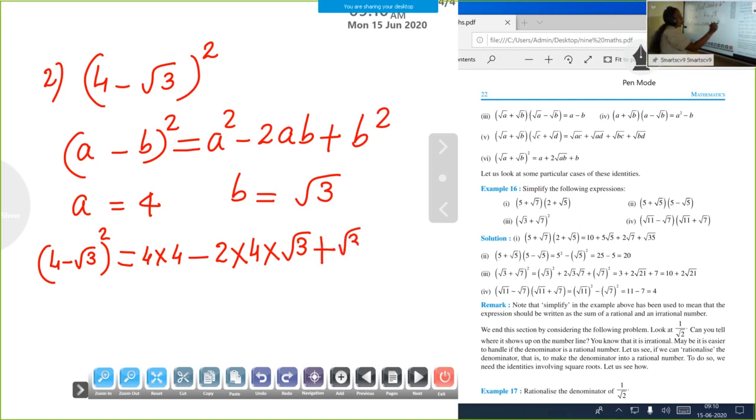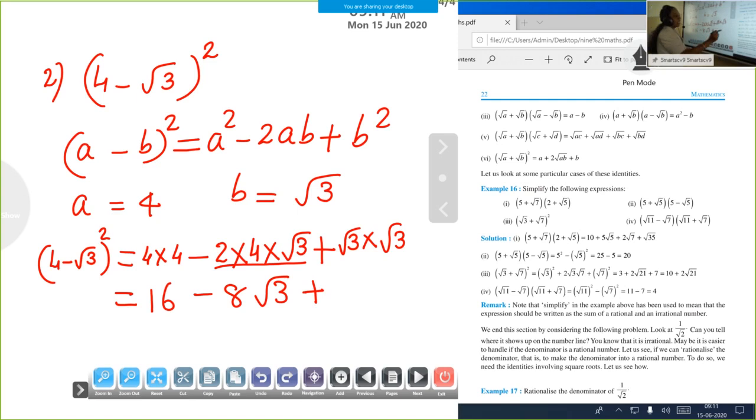What is the value of b? Root 3 into root 3. Again, 3 terms over here. Multiply all the terms. See, 4 into 4, 16 minus, multiply these 3 terms. 2 into 4 into root 3. What is 2 into 4 into root 3? 2 into 4 is 8. 8 into root 3, we can write as 8 root 3 plus root 3 into root 3.